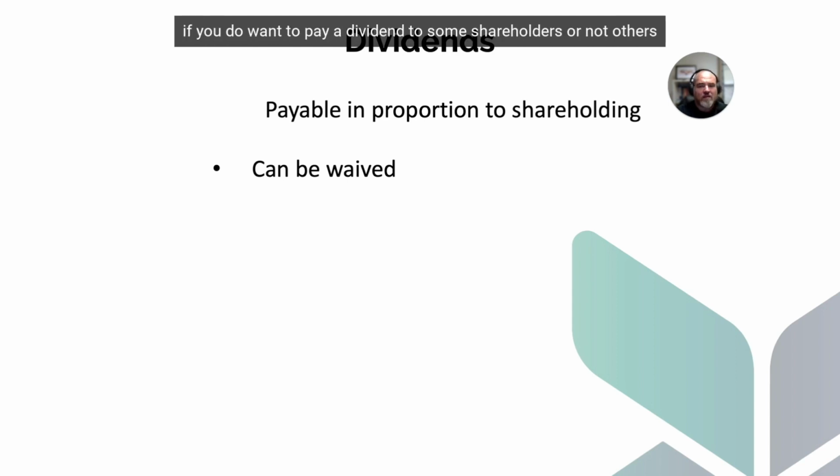So if you do want to pay a dividend to some shareholders and not others, as long as they agree to it, you can't force people to waive a dividend, but if they agree to it, they can waive their dividend after it's been declared.